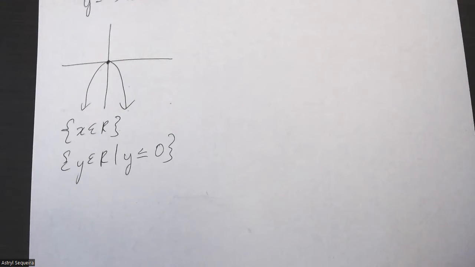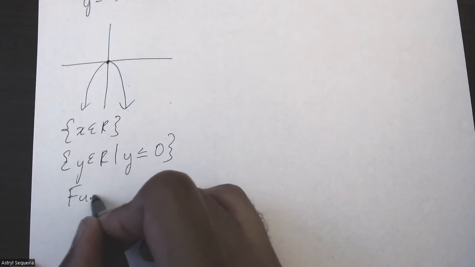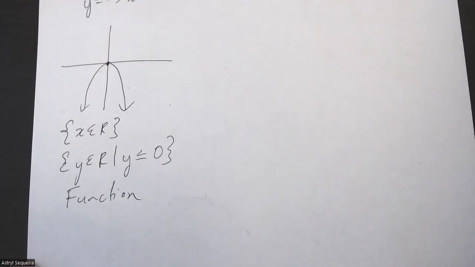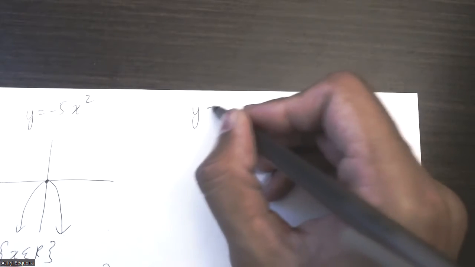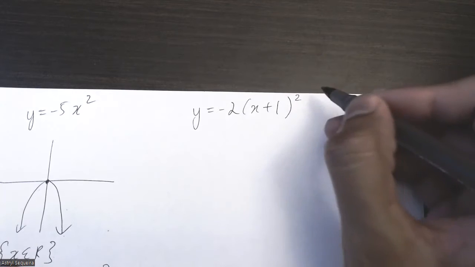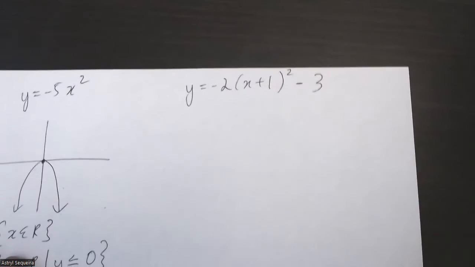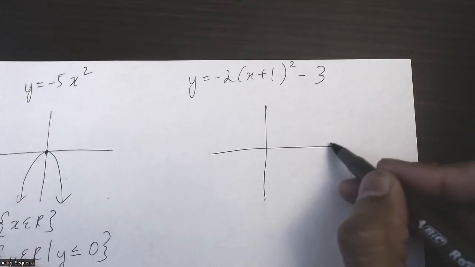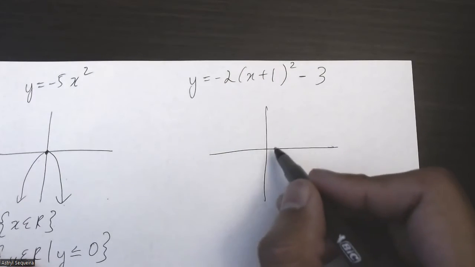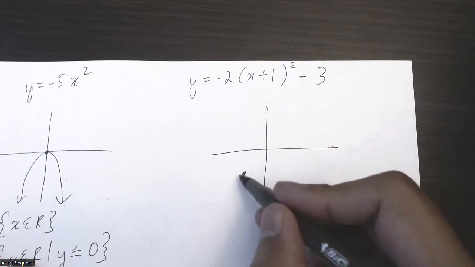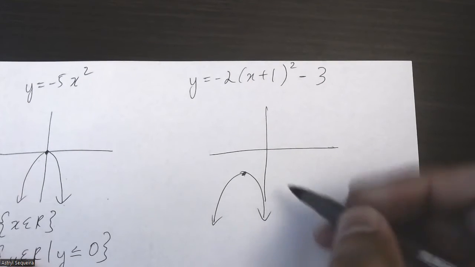Hopefully you're starting to get the hang of it, but I'm going to show you a lot more questions. And also this is a function as well. All quadratic equations, again, are functions just like linear equations. Take a look at the next example here. y equals negative 2 times (x plus 1) to the power 2 minus 3. So this is a quadratic function in vertex form. You should be able to sketch this instantly. I know my vertex is negative 1, negative 3, and it's a negative a value. So it opens down.